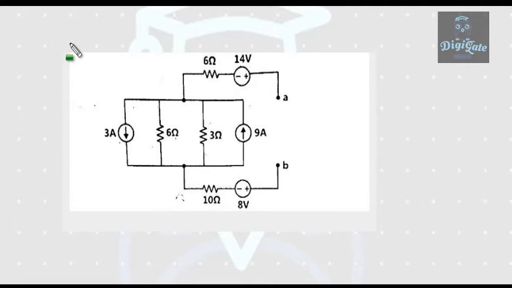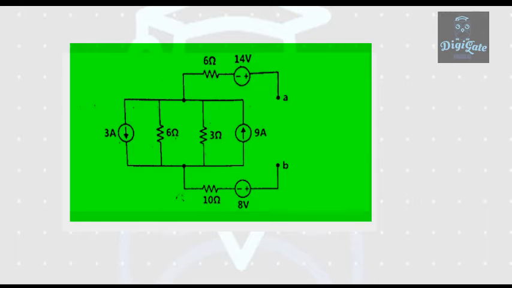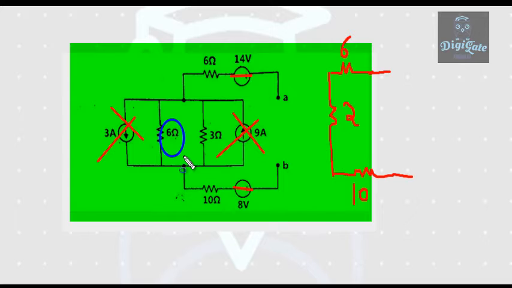This one is the easiest one. You just have to short circuit the voltage sources and open circuit the current sources. So after removing the current sources, what we'll get in this circuit is this 6 and 3 will be in parallel, that would be equal to 2, and the RTH across AB would be eventually 6, 2, 10 in series, that would be equal to 18. So RTH would be 18 ohms. So this is the easiest model.